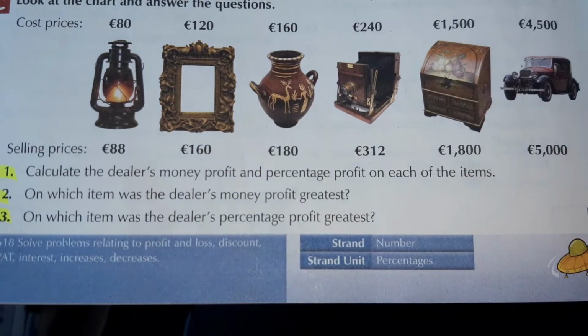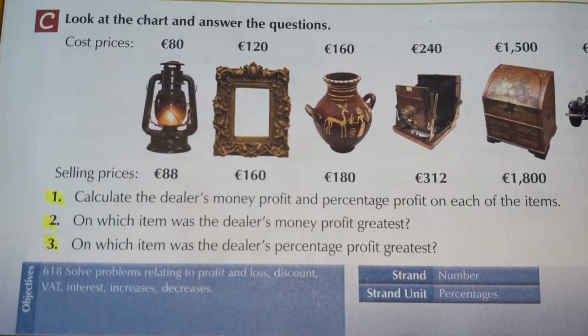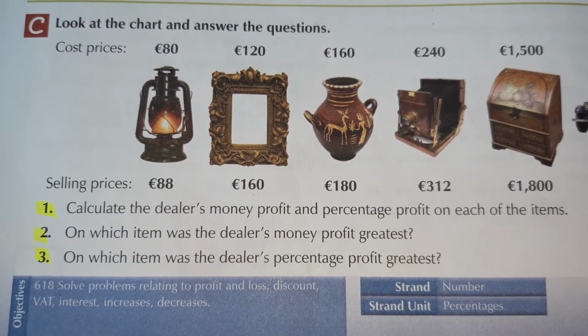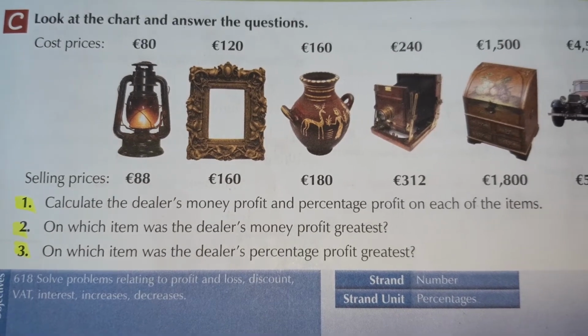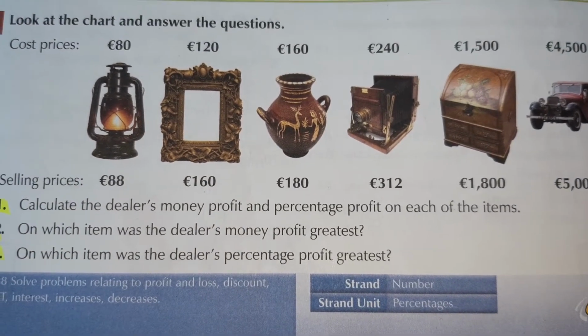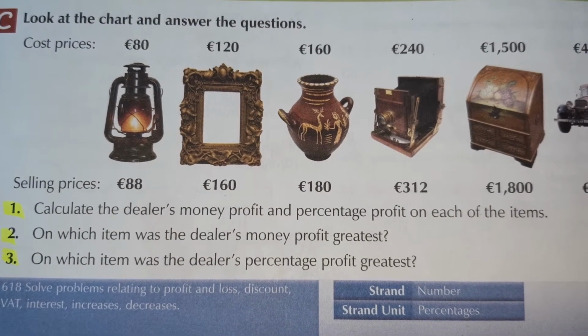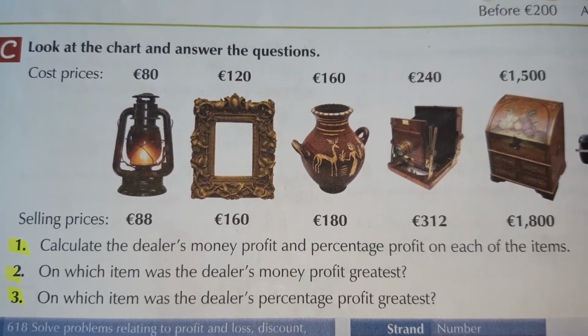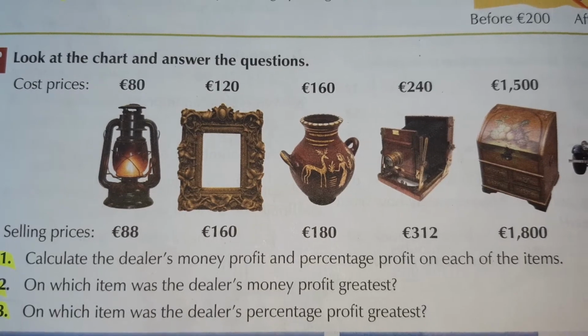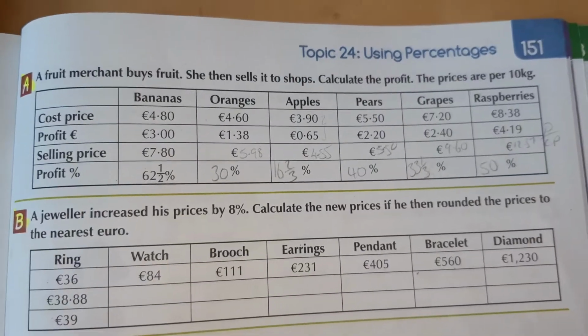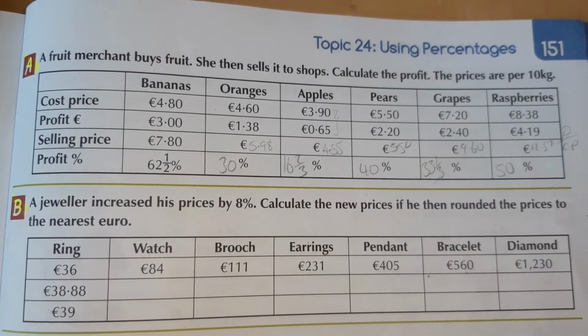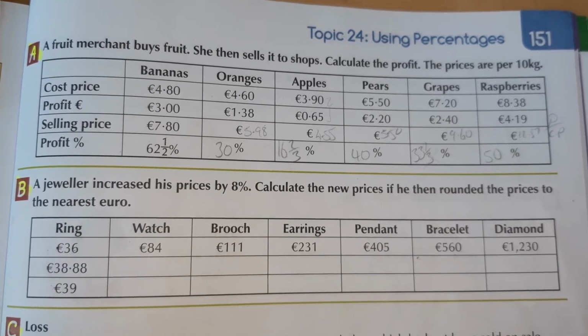Okay. And then question number 2, on which item was the dealer's money profit the greatest? The money profit was greatest on the car, because he made 500 on the car. And on what item was the dealer's percentage profit greatest? And that was on the mirror, because it was 33 1/3%. I think that was the greatest it was, yeah. Okay.